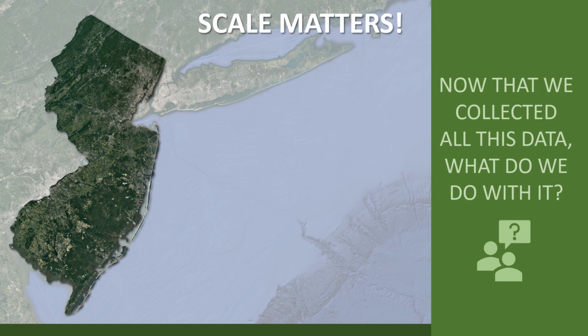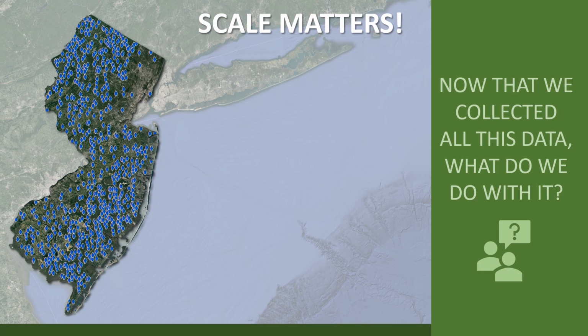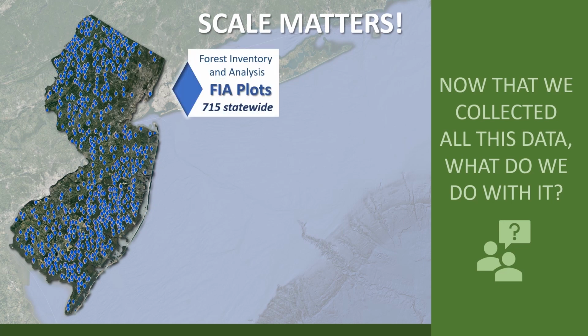As you can see in this map, each of these blue diamonds in New Jersey is a U.S. Forest Service Forest Inventory and Analysis plot, known as FIA plots. In New Jersey, all 715 FIA plots are remeasured every 5 years to maintain a current state forest inventory.